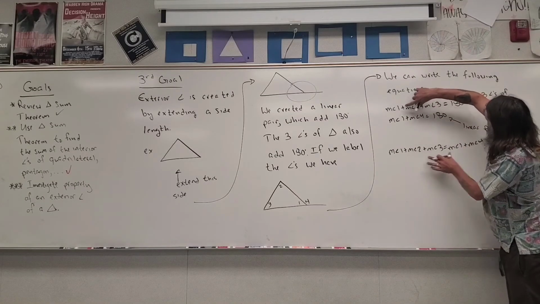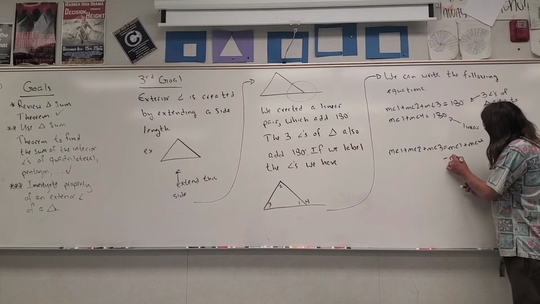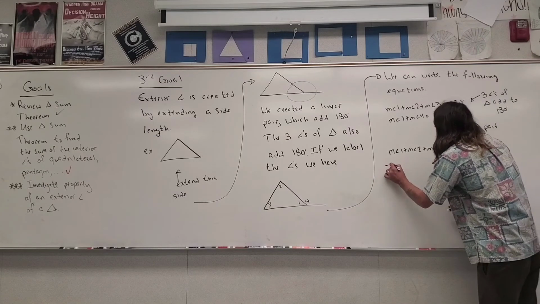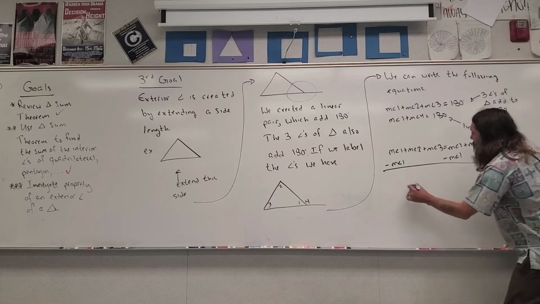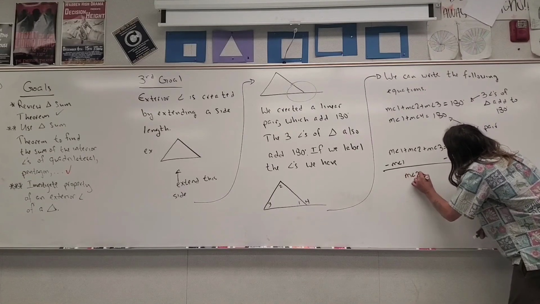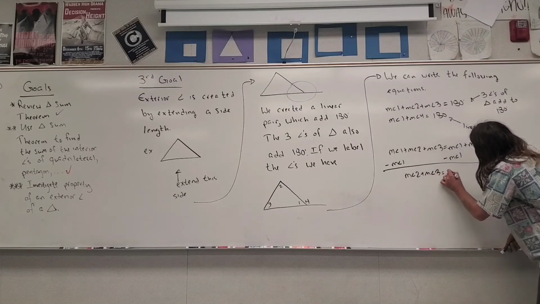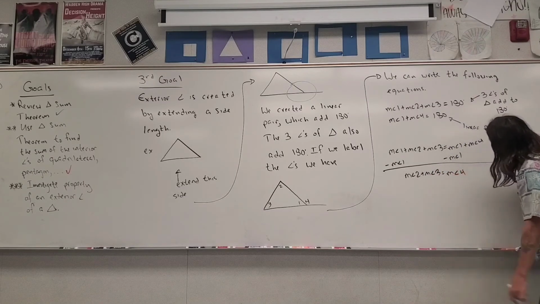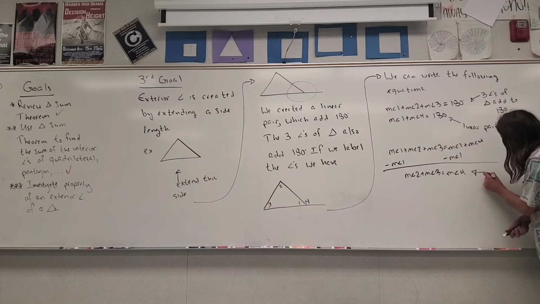So this is here and that is there. These two things are equal. And guess what? They both have a measure of angle 1. So let's get that out of the equation. And so now what we know is the measure of angle 2 plus the measure of angle 3 is equal to the measure of angle 4. Okay? So basically, we have an idea here. This is called the Exterior Angle Theorem.